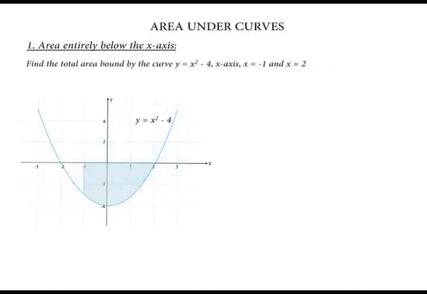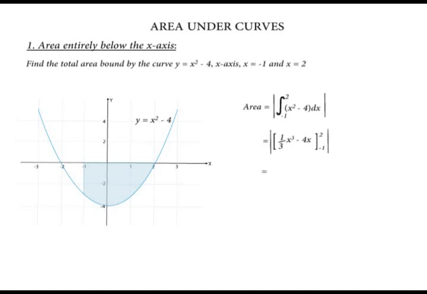For example, find the area bound by the curve y is equal to x squared minus 4, the x-axis, and the lines x is equal to -1 and x is equal to 2. So area is equal to the absolute value of the integral of x squared minus 4 with respect to x from x is equal to -1 to x is equal to 2. If we integrate that, we get a third x cubed minus 4x, put in square bracket, and then put the limits 2 and -1. And then we need the absolute value.